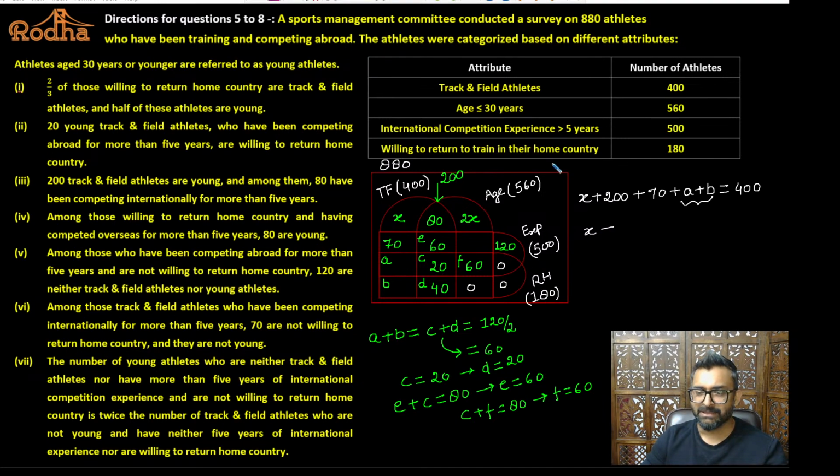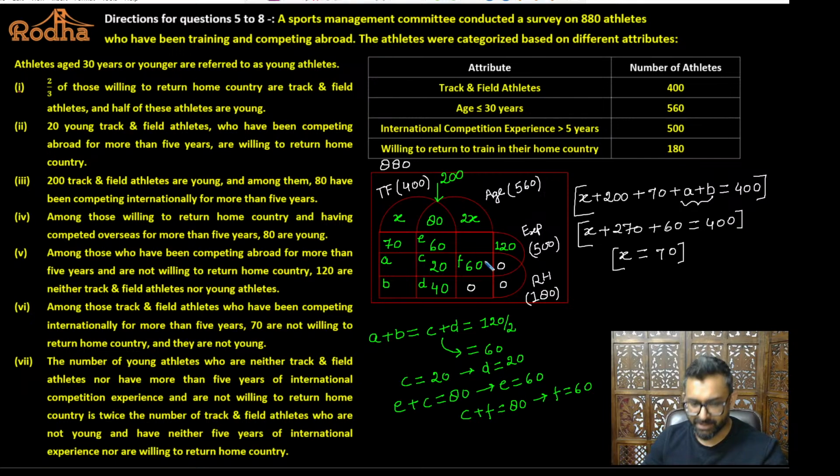Tell me, what is the value of a plus b? a plus b is 60. So what is the value of x? You can calculate. Tell me, how much will x be? 330 minus 70... This total I have is 400. I know a plus b is 60, so the moment I put that in, x is turning out to be 70.